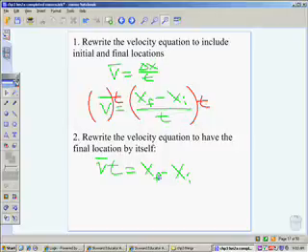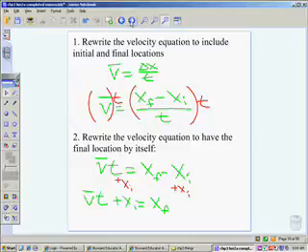Okay, now we're still trying to get this x sub f by itself, and so we need to add x sub i to both sides. We'll get then v-bar t plus x sub i equals x sub f. We have the x sub f all by itself now, which was our goal, but it's a little bit more traditional to have the single variable on the left-hand side. So I'm going to flip everything backwards. x sub f equals x sub i plus v-bar t. And that's the end for question number 2.